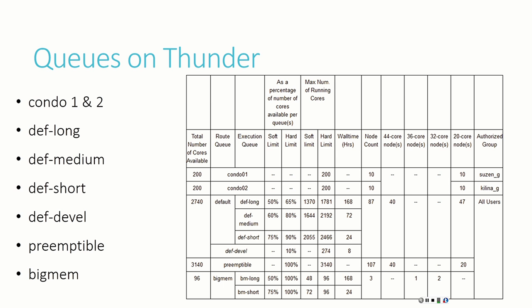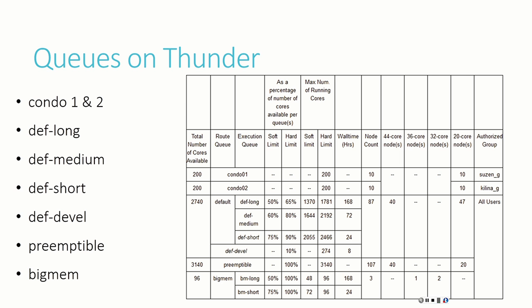The major difference is the wall time, how long you can run the jobs. And also the queue time, how long you have to wait, because if you run something in def long, you're going to be waiting a lot longer because that has lower priority. So we have def devel, which I couldn't really find exactly what that's for.